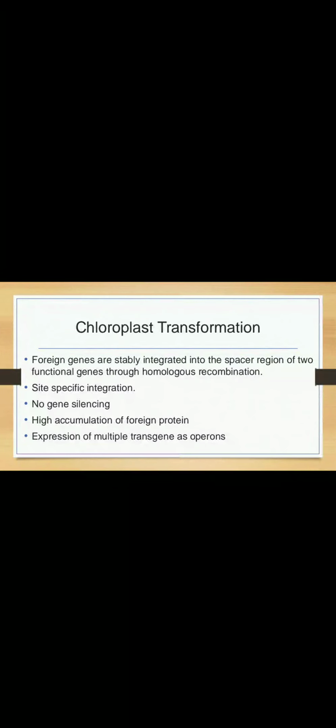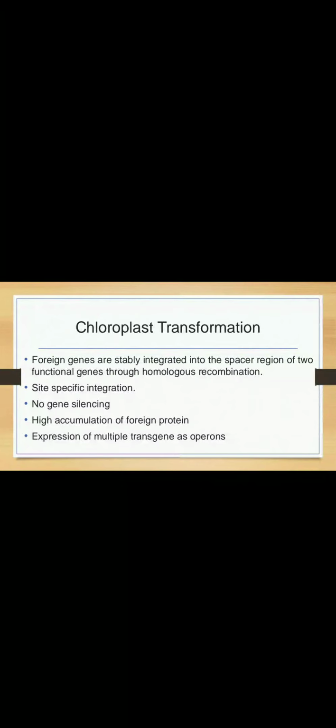As we know, we do not face any gene silencing in case of chloroplast transformation, and it has been observed that there is a high accumulation of foreign proteins, reaching up to 46%. Thousands of copies of the chloroplast genome are present in a single plant cell. So we can say there is expression of multi-transgenes as an operon, as we have studied the operon system in bacteria. In a similar way we are able to insert our multigenes.